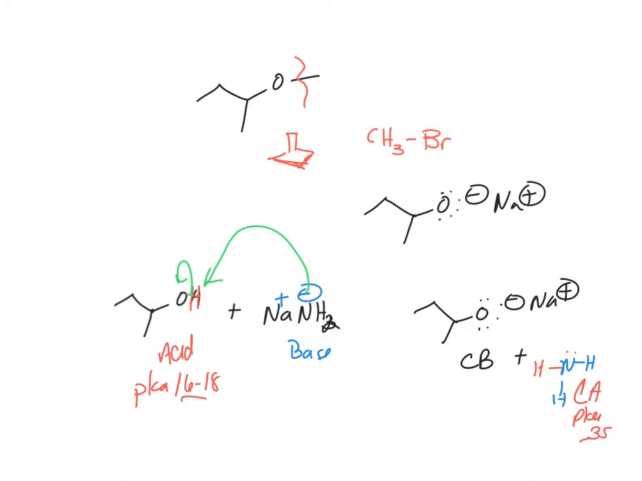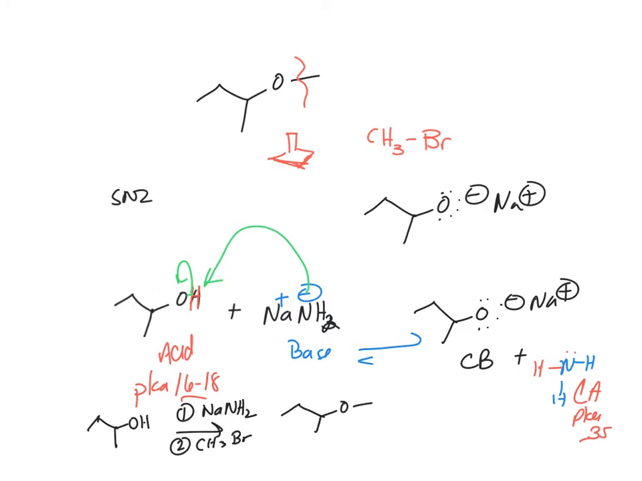You do have access to pKa charts. In a face-to-face class, you would not have that. You would have to memorize that. So 35 is going to go towards your products by a long way. So for this reaction, you would show your alcohol here. You could do step 1 with sodium amide, and then step 2 could be CH3Br, and that would give you your product here. And that would be an example of an SN2 reaction you might see.